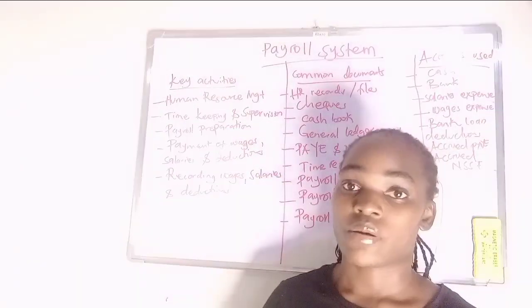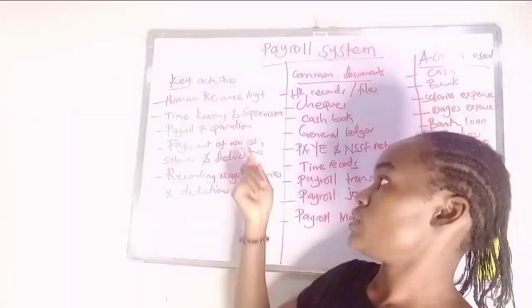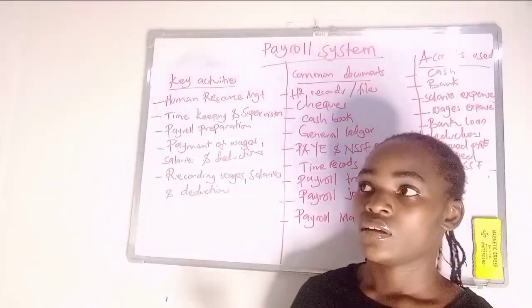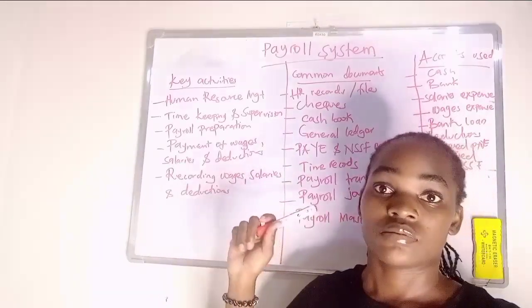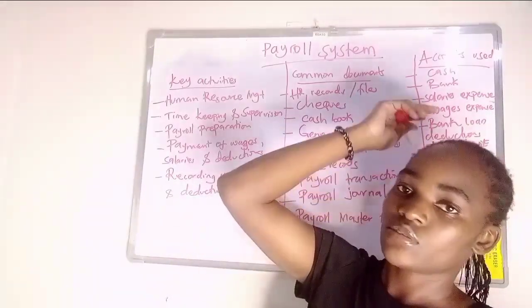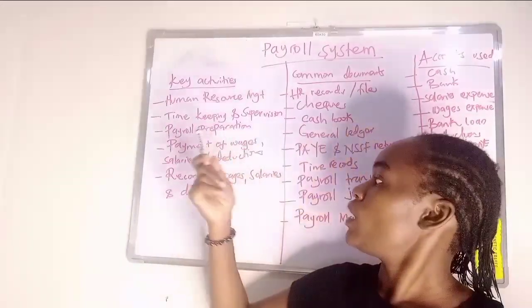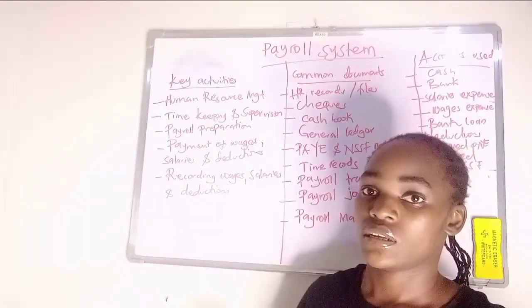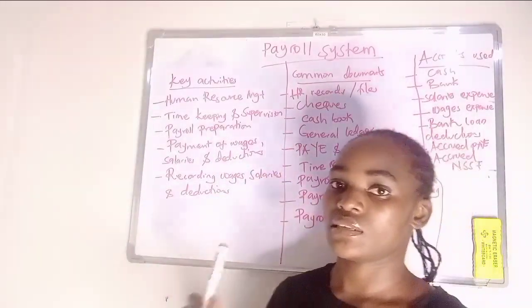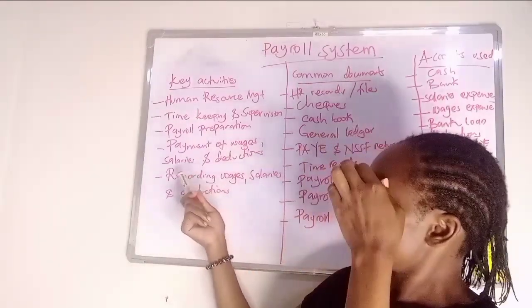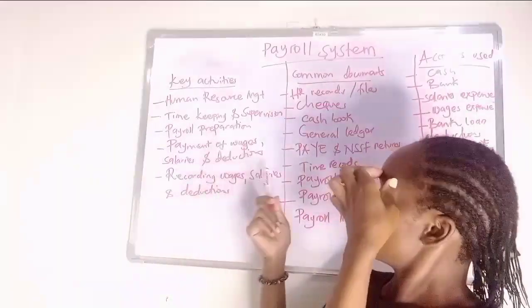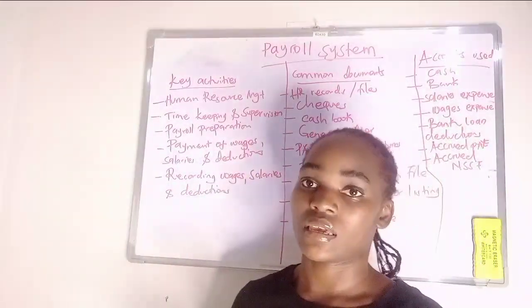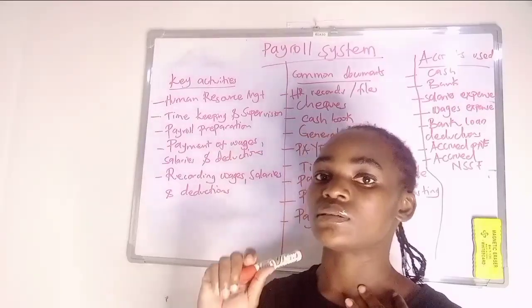Then payroll preparation. This is done by the payroll section. Then payment of wages. Wages are paid to casual workers. Then payment of salaries, and then deductions. Deductions is where we have things like NSSF and PAYE. Then recording the wages, salaries, and then deductions. So these are the key activities in the payroll system.